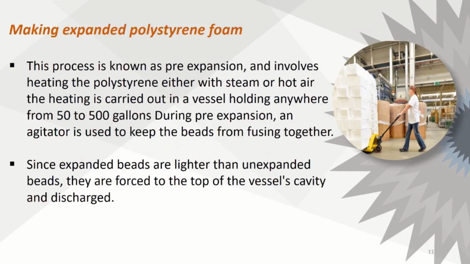Okay, the next step is making expanded polystyrene foam. This process is known as pre-expansion and involves heating the polystyrene either with steam or hot air. The heating is carried out in a vessel holding anywhere from 50 to 500 gallons. An agitator is used to keep the beads from fusing together. Since expanded beads are lighter than unexpanded beads, they are forced to the top of the vessel's cavity and discharged.